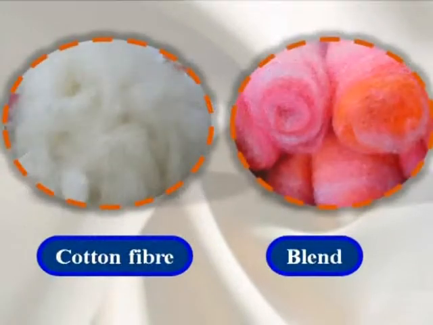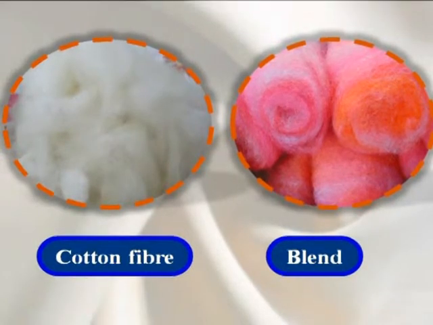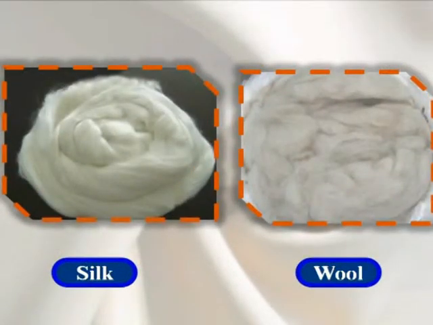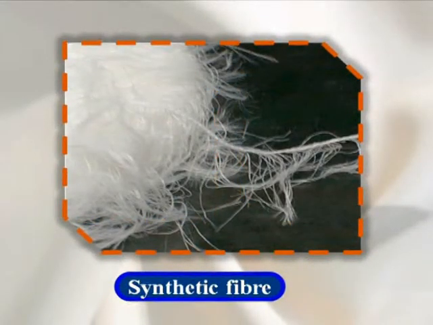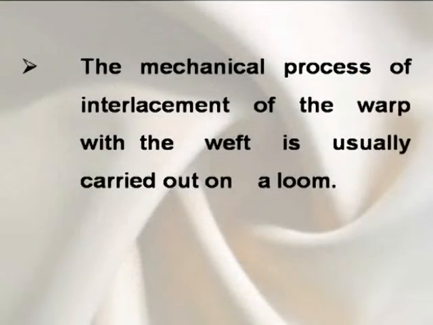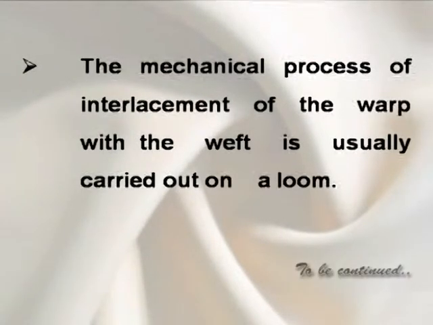Most of the fabrics described are based on cotton, but in some cases they may be based on blends or on other fibers like silk, wool, or synthetic fibers. The mechanical process of interlacement or weaving of the warp with the weft is usually carried out on a loom.